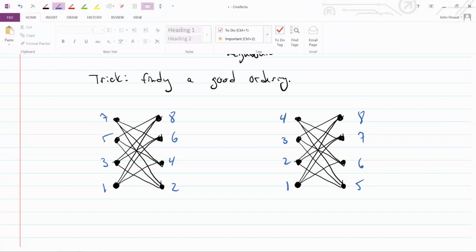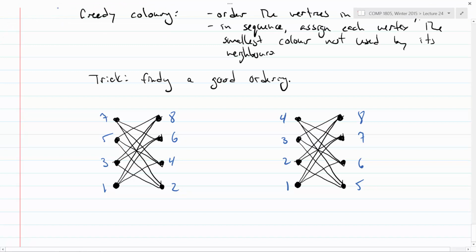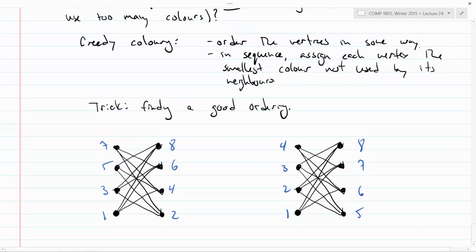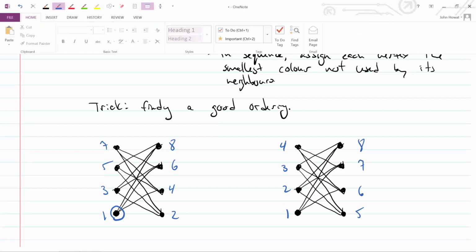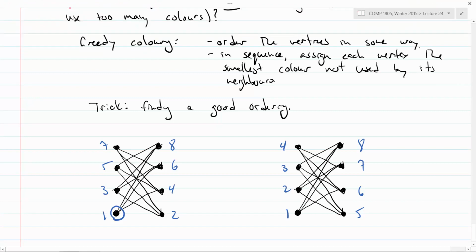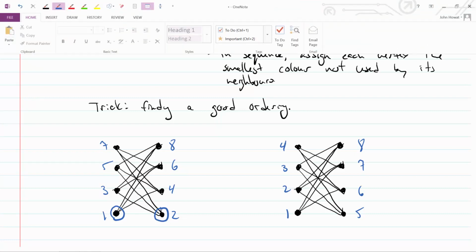So let's go through and start coloring this thing. On the left one, you start at the first one and assign it the smallest color that hasn't been used yet. So I'm going to give it color blue. Now I go to the next one and I assign it the smallest color that I'm allowed to assign it. So 2 is not next to 1, so I can assign it the exact same color. It's the next one in the list, and it's not adjacent to 1. Now I go to 3. I want to assign 3 blue, but I can't because 3 is adjacent to 2 and 2 is blue. So I give 3 a different color. I give it red.